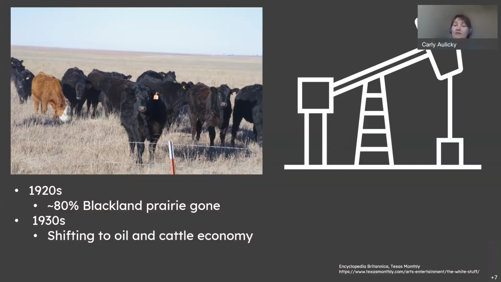It's not until the 1930s that we see a shift in Texas to what most people actually think of when they think of Texas economy and culture, which is oil and industry, energy industry development, along with the cattle economy and the cowboy economy, longhorn steer, rodeos, and things like that. But no matter how you look at Texas history, it's deeply entwined with the prairie ecosystem around it.